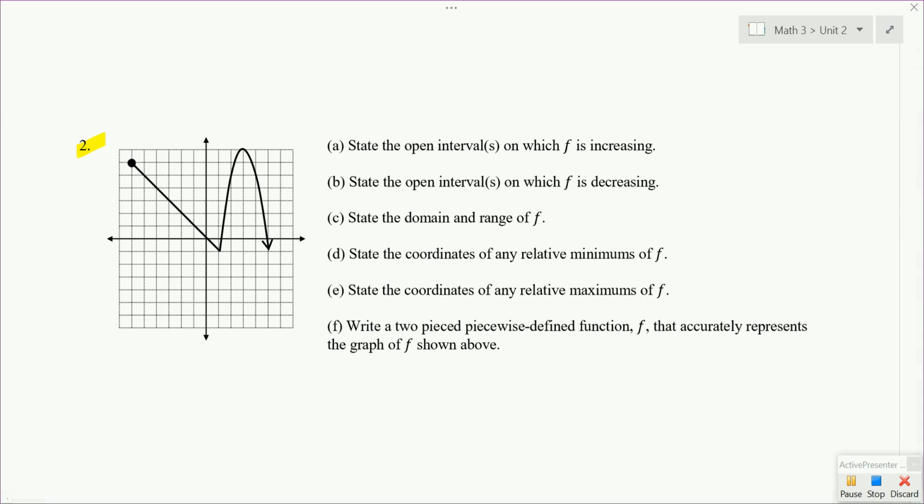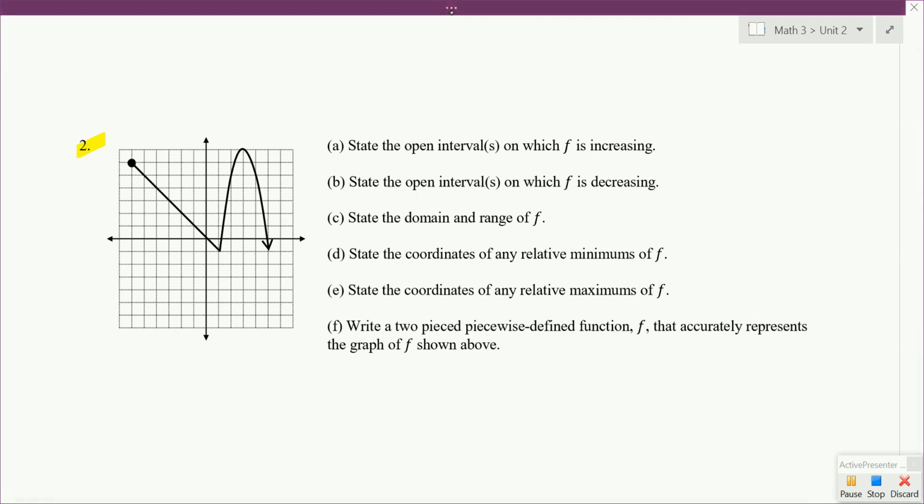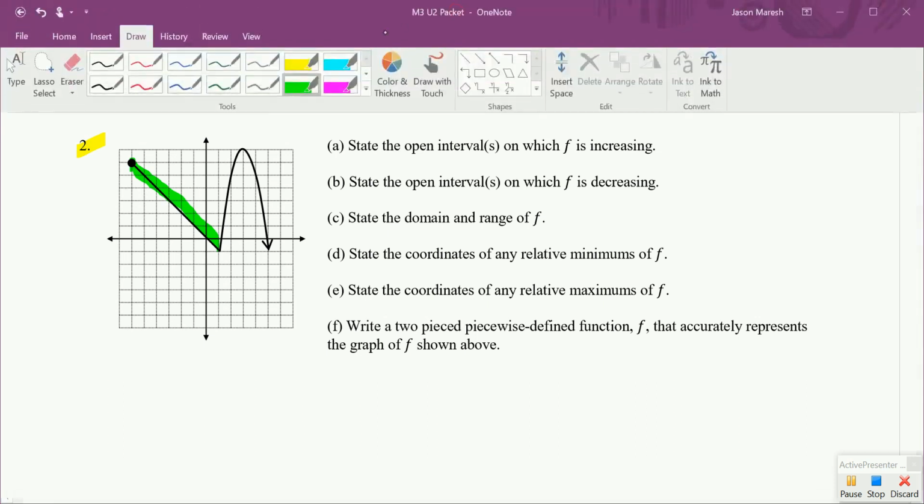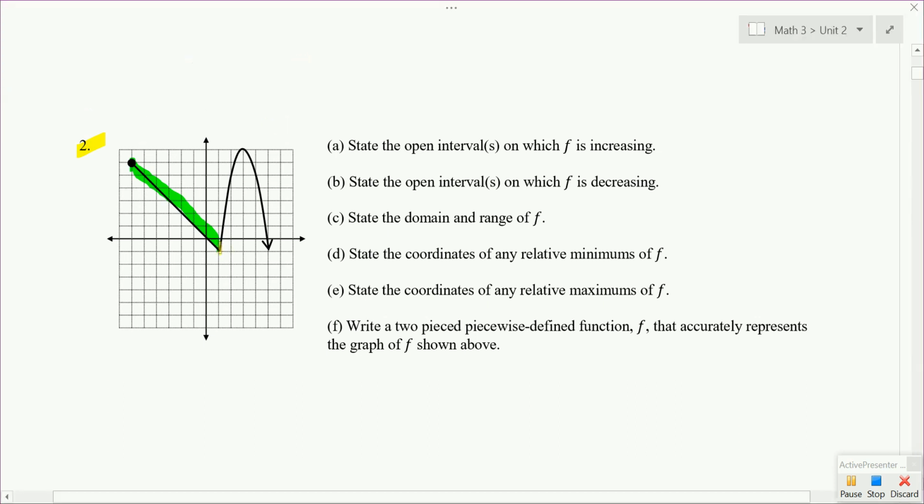First, A, state the open intervals on which f is increasing, and B, state the open intervals on which f is decreasing. To tell if a graph is increasing or decreasing, you trace it from left to right, and if it's moving down, it's decreasing. So we got decreasing here, I'm highlighting in green. And then notice tracing from left to right, it's increasing, so it's moving up all the way until it hits the peak there. And then back to green, because once it hits that max, it's going to be decreasing all the way until that arrow means it keeps decreasing.